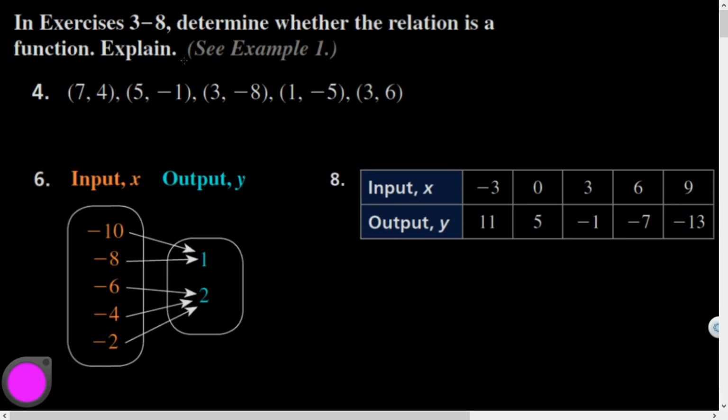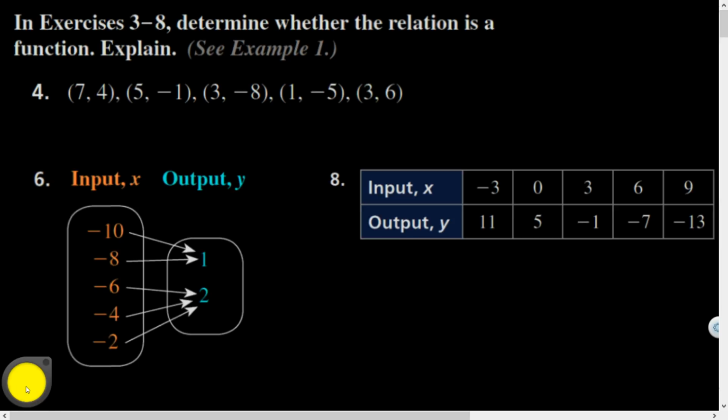Determine whether a relation is a function. Explain. So a relation was just any relationship between pairs of numbers. And we had a bunch of different ways of representing those graphically, through ordered pairs, through this little diagram, mapping diagram, through tables. And there was a very special type of relation called functions. And functions have exactly one output for every input.